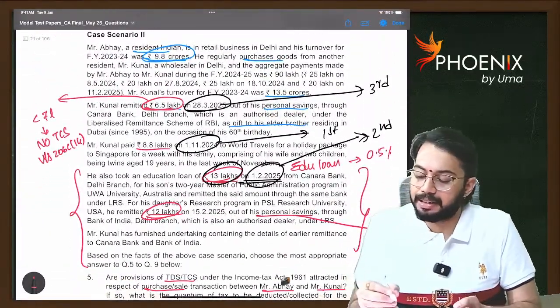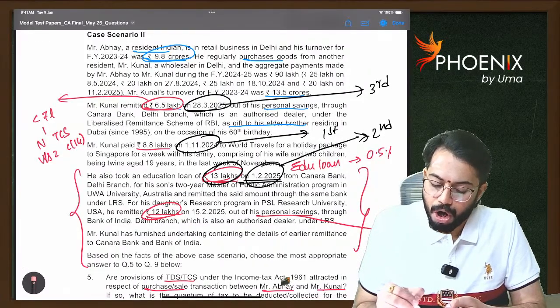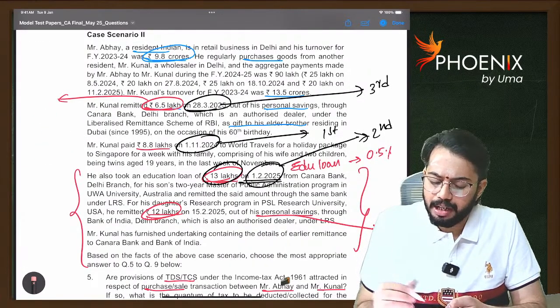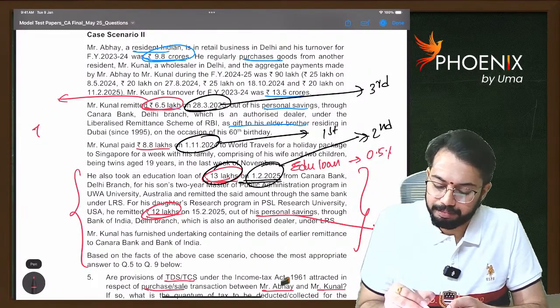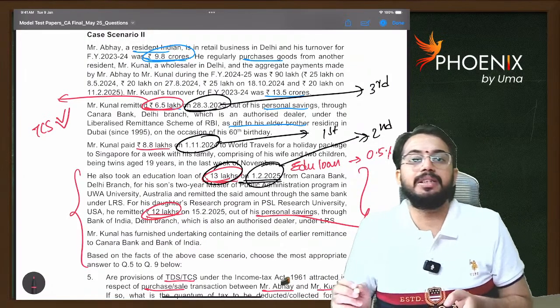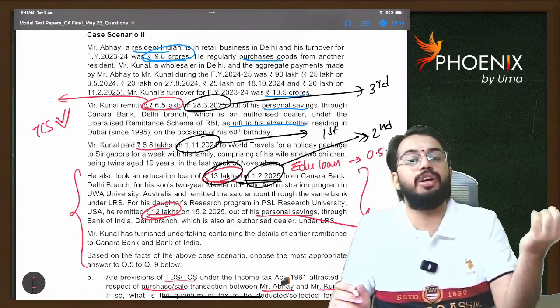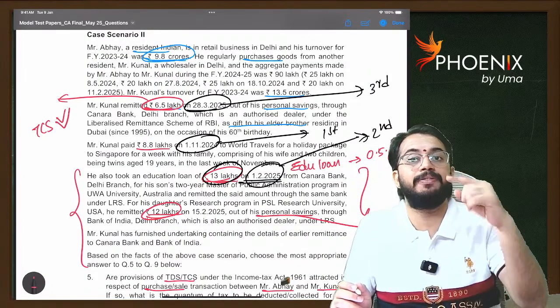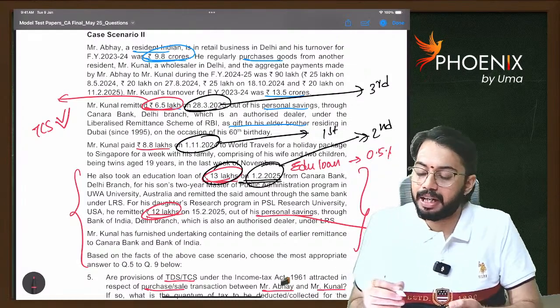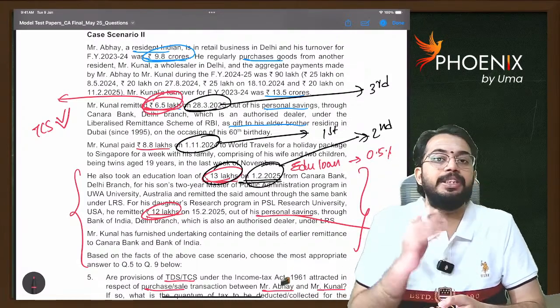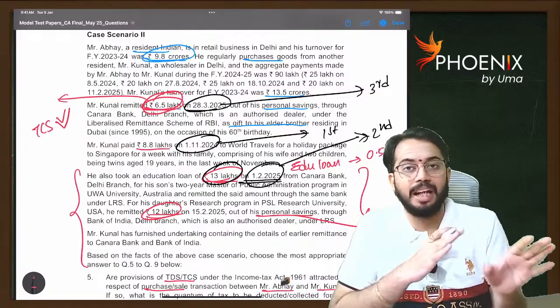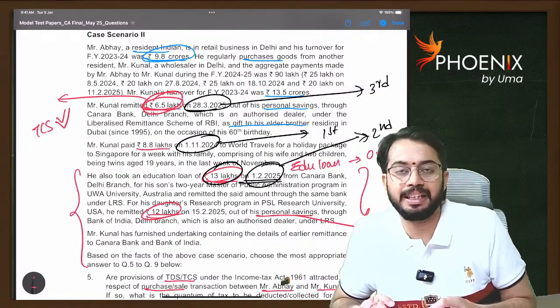Gift to brother is third transaction. So obviously TCS is applicable, because already for education loan we took exemption of 7 lakh rupees for first transaction. The third transaction is 6.5 lakhs, which is after two transactions. So on this TCS is applicable.